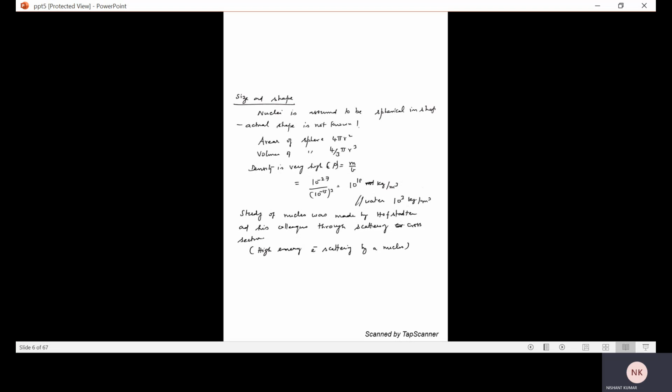A study of the nucleus was made by Rutherford and his team through the scattering cross section.